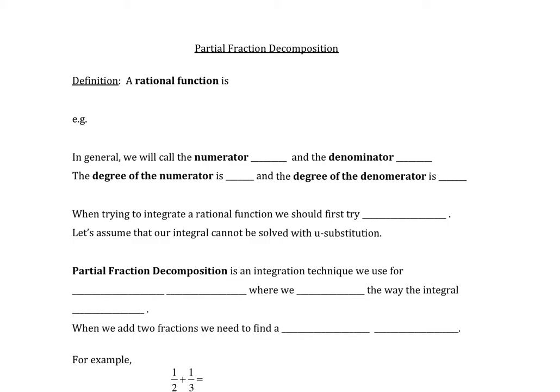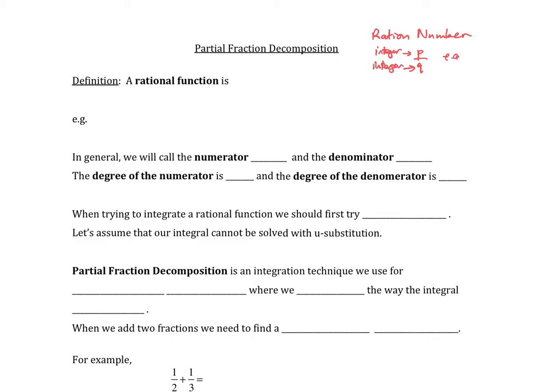Let's talk about an integration technique involving something called partial fraction decomposition. Now, partial fraction decomposition is basically another version of change the way it looks. And before we begin, I want to remind you of what a rational number is. A rational number is basically a fraction. So it's like P over Q, where each of these guys is an integer. This is an integer, and this number is also an integer.